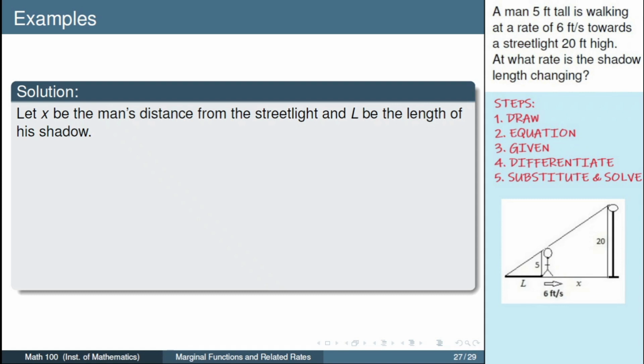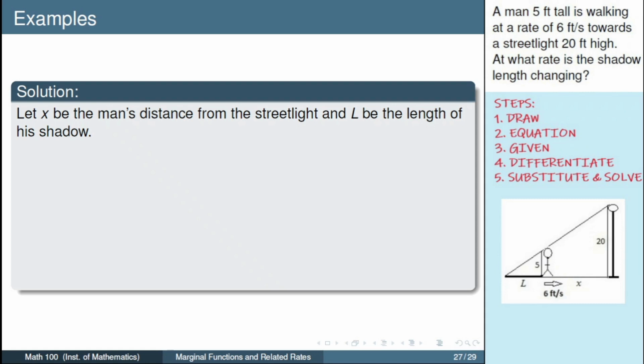Okay? So, looking at our diagram, how do we relate L and X? In this diagram, you can see two triangles here, right? We have the bigger triangle with dimensions of the base L plus X and height of 20, and the smaller triangle with the base L and height of 5. Okay? And in this case, we can actually use similar triangles.